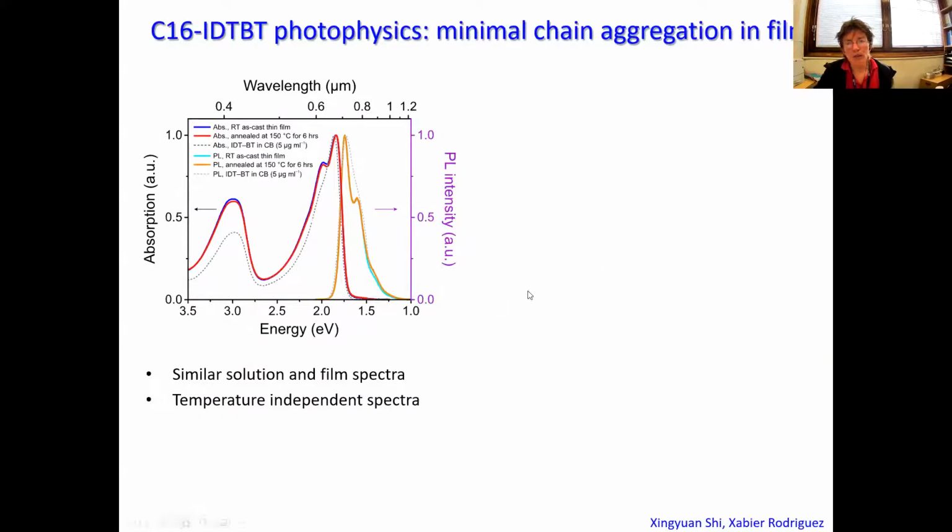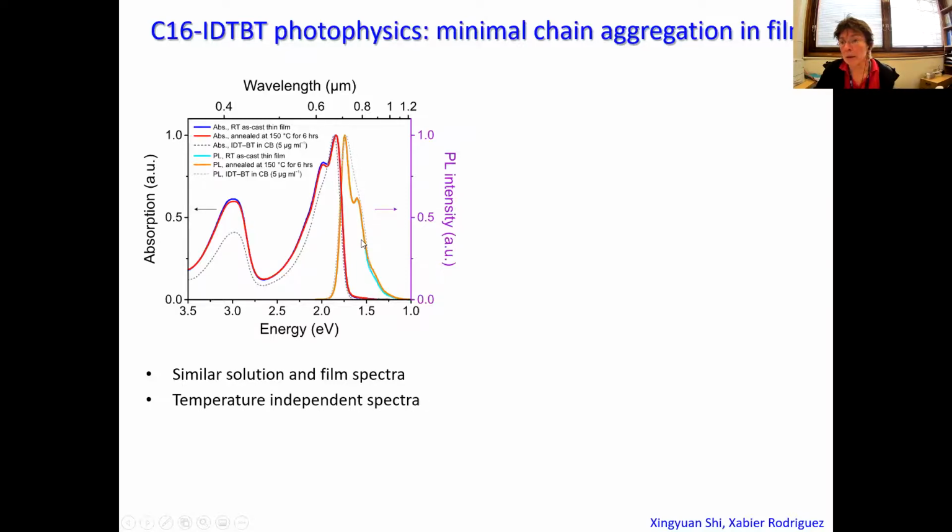Now, the first thing I would say here, of course we're going to start thinking about interchain contacts. And maybe the first thing to say is that when we use spectroscopic probes to look at the interchain contacts in C16 IDTBT, we find that there's not a lot of evidence of strong interchain aggregation. So these are absorption and luminescence spectra, together on the same axes. We're looking at the absorption spectrum of the film, the red and the blue, before and after thermal annealing, and the absorption spectrum of the same polymer in solution. And here the same data for the luminescence.